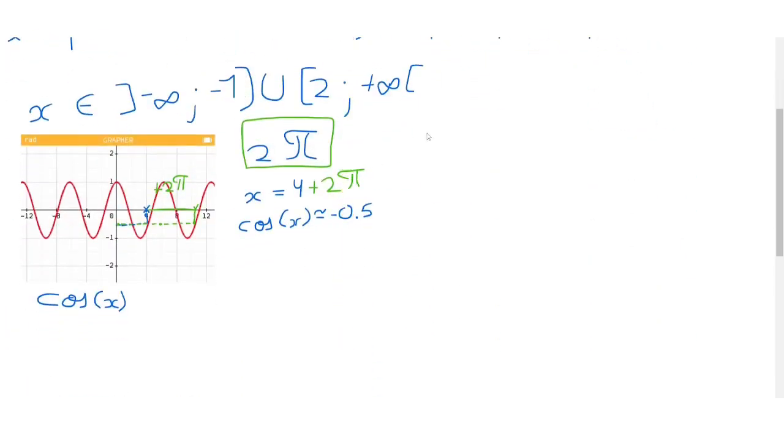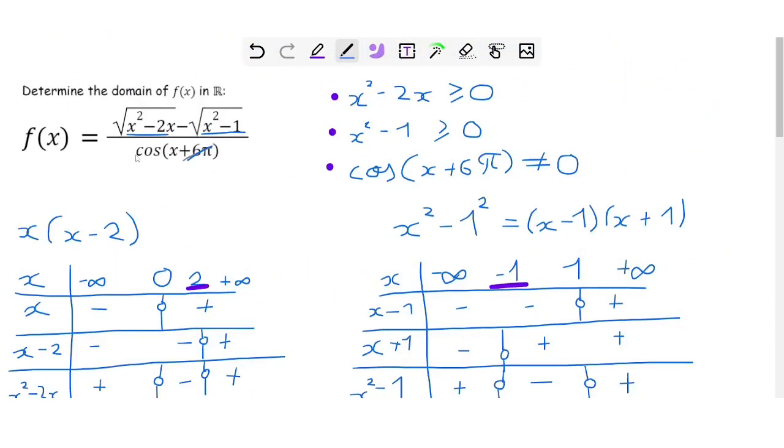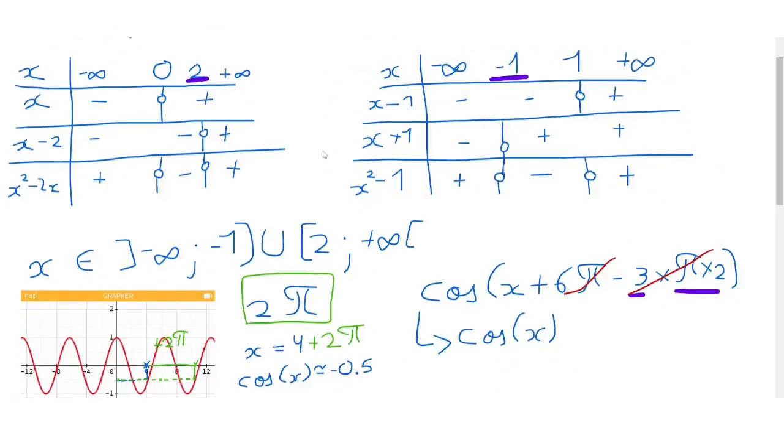Well, it means we can rewrite the expression as being cosine of x plus 6 pi minus 3 pi times 2. So here we're removing 3 times 2 pi, because remember, it doesn't matter how many times we add or subtract 2 pi from our input, it is not going to change the output of the function, which means we can rewrite our entire function as just being cosine of x, as both of these terms here are going to just cancel out. So we're actually looking at the values for which the denominator cosine of x is different from 0.